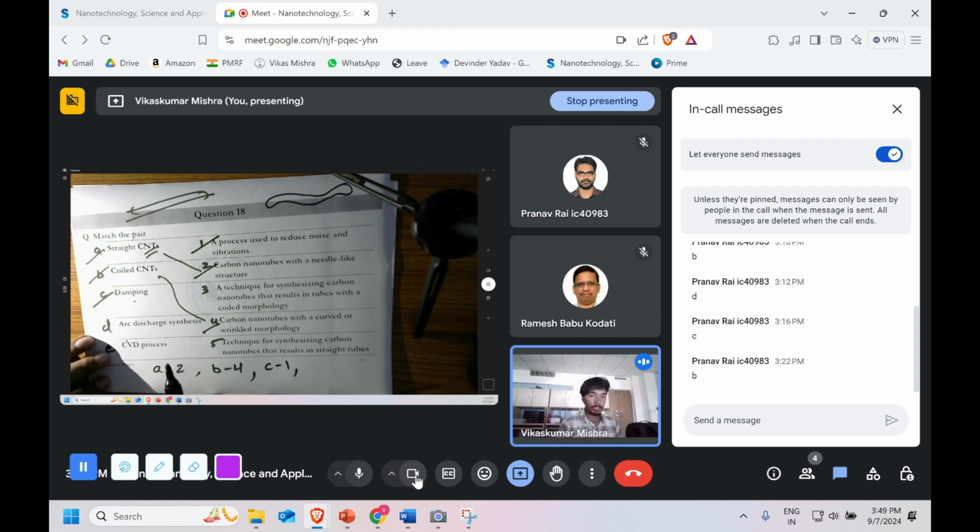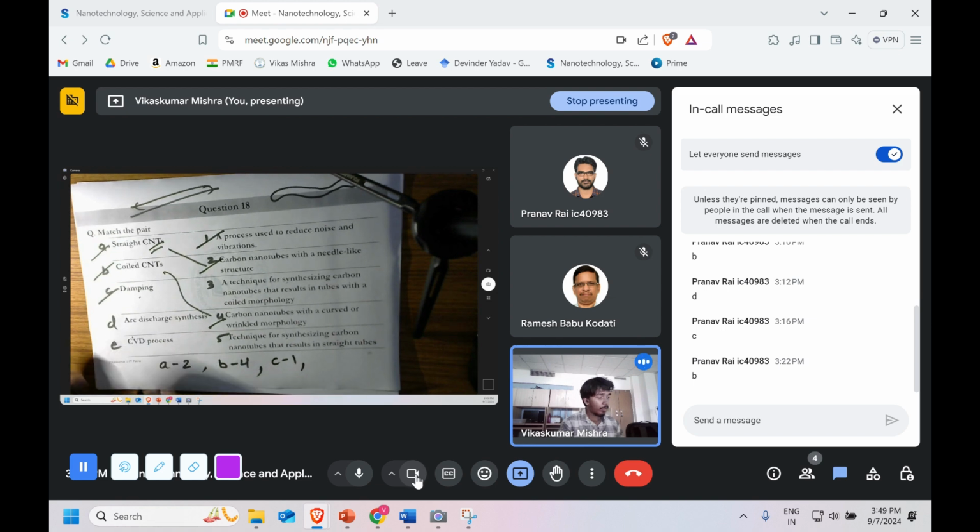So 3 and 5 are remaining now. Arc discharge synthesis. Okay, we have learned about this just now, when to use it. CVD can be used as a technique for synthesizing carbon nanotubes that result in tubes with the coil morphology. No, arc discharge produces the straight morphology.